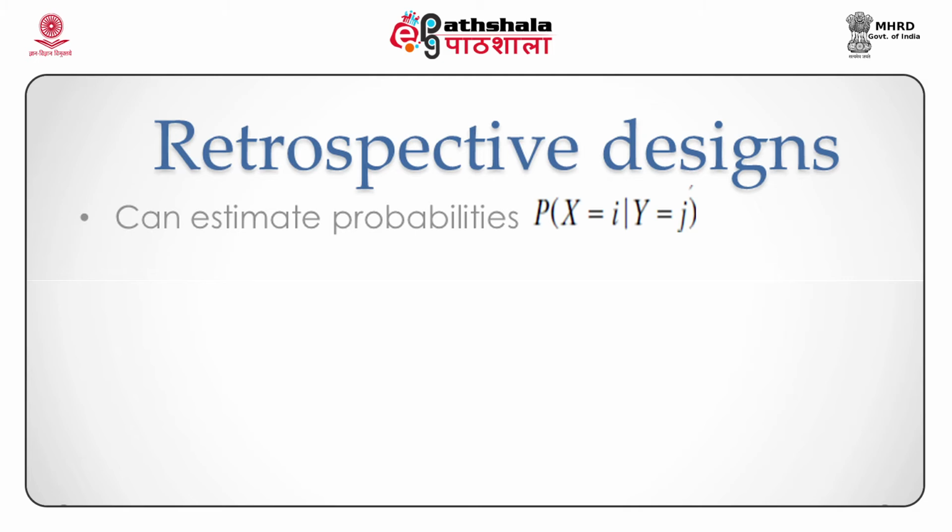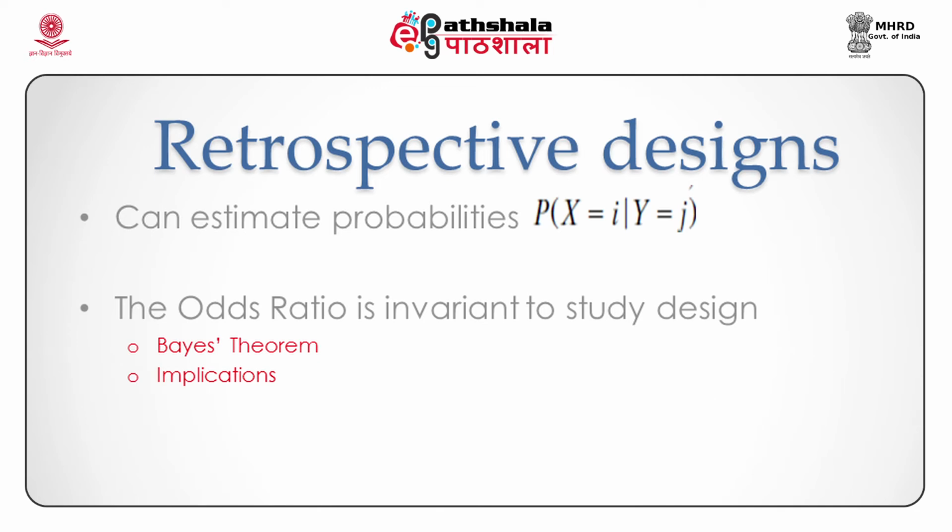However, a retrospective design would initially select a few who had fatal attacks, a few who had non-fatal attacks, and go back in time to see how many of them had consumed aspirin and how many of them were on placebo. An advantage here is that the odds ratio is invariant to study design. This means that the odds ratio which is obtained from sampling from probability of x given y is the same as the odds ratio which is obtained from sampling from y given x. This can be shown using Bayes' theorem.